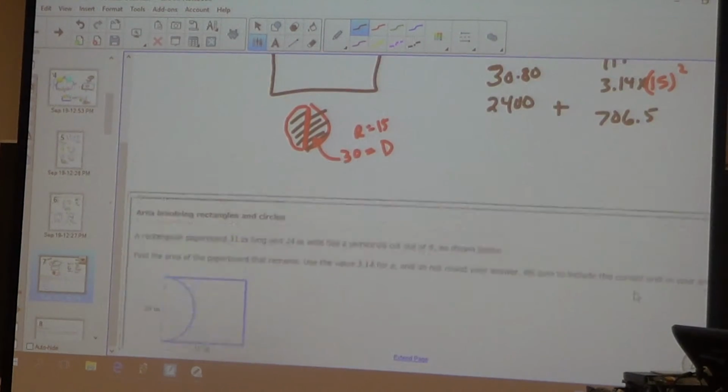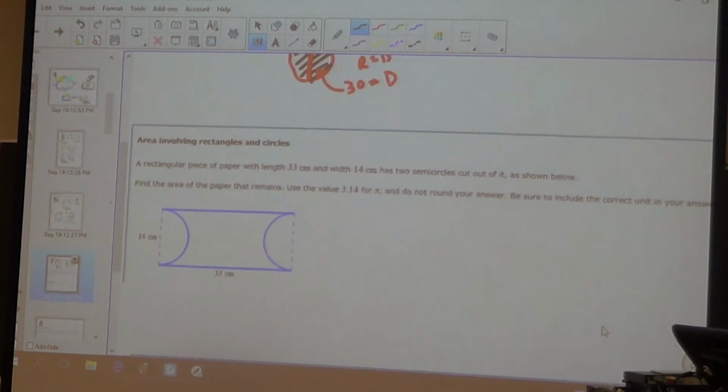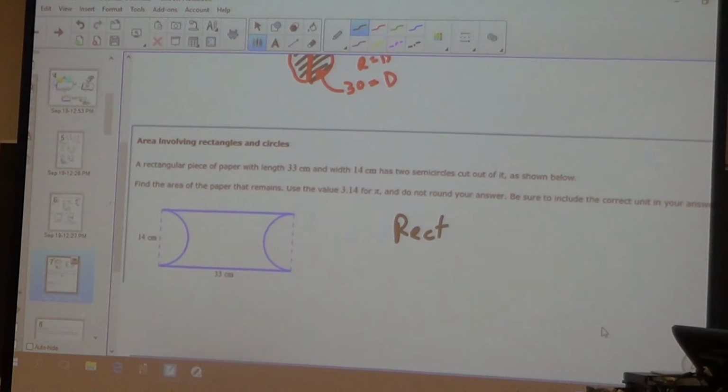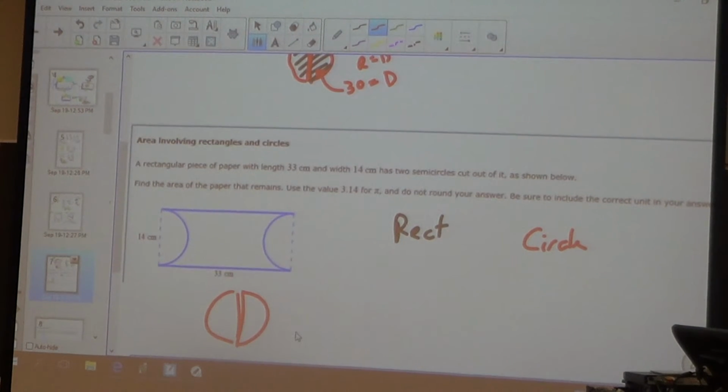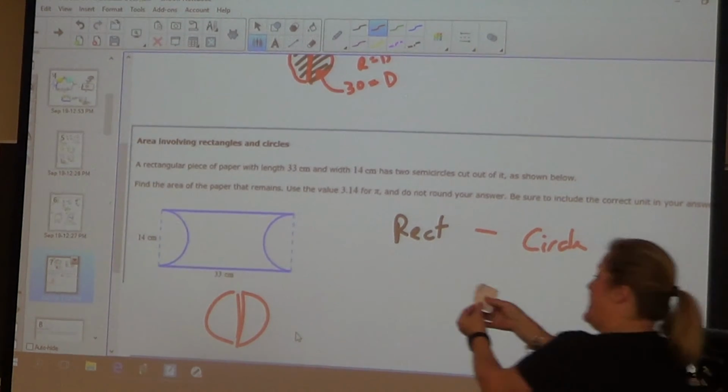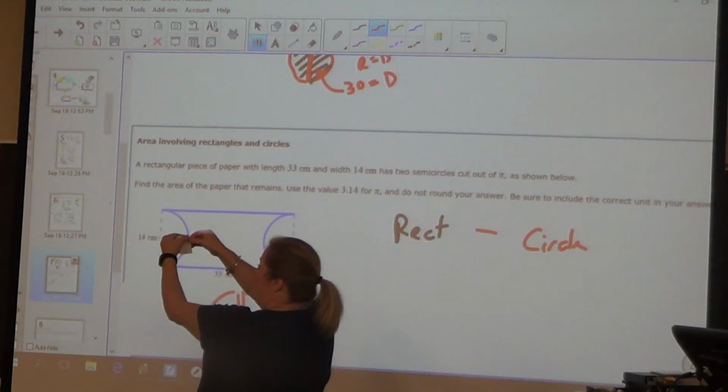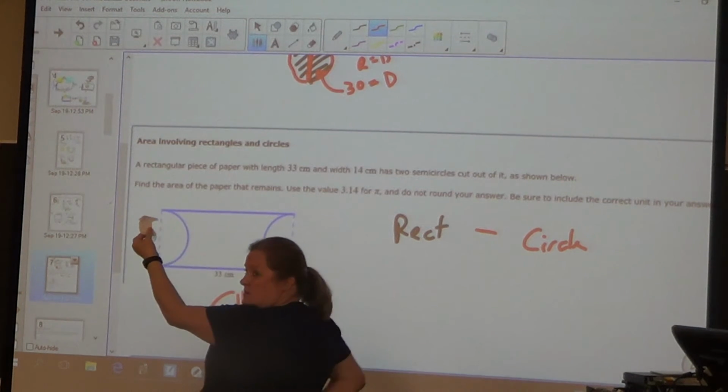Now, watch this. What do you see here? A rectangle, and I see a rectangle and a circle. And two semicircles. So if I take this piece and I take this piece, do you see that those two still make an egg, which is a circle? Did I add or did I subtract? Subtract, because this time I took my rectangle and I took away.